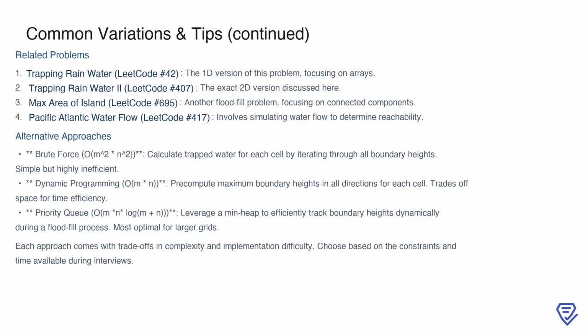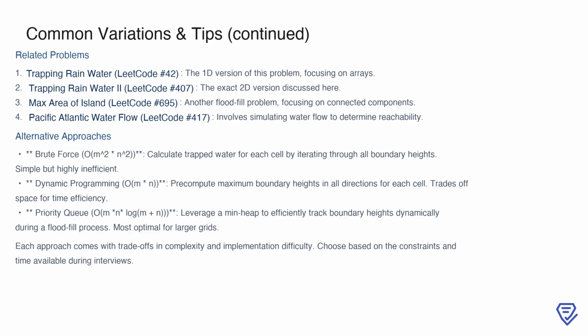to determine reachability. Now, when it comes to alternative approaches, there are a few you should consider. The brute force method, while simple, calculates trapped water for each cell by iterating through all boundary heights, which results in an O(m²*n²) complexity and is generally too slow for larger grids. A dynamic programming approach precomputes the maximum boundary heights in all directions for each cell, trading off space for improved time efficiency with an O(m*n) complexity.